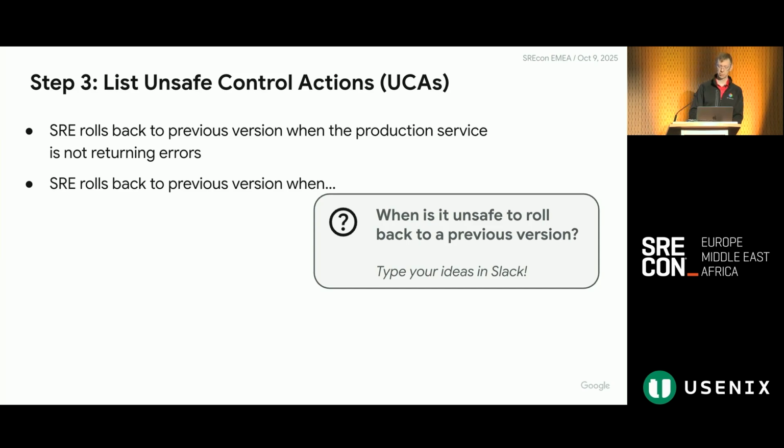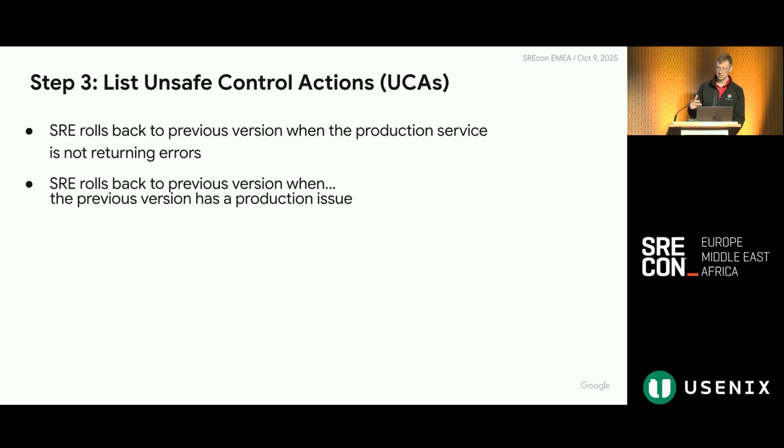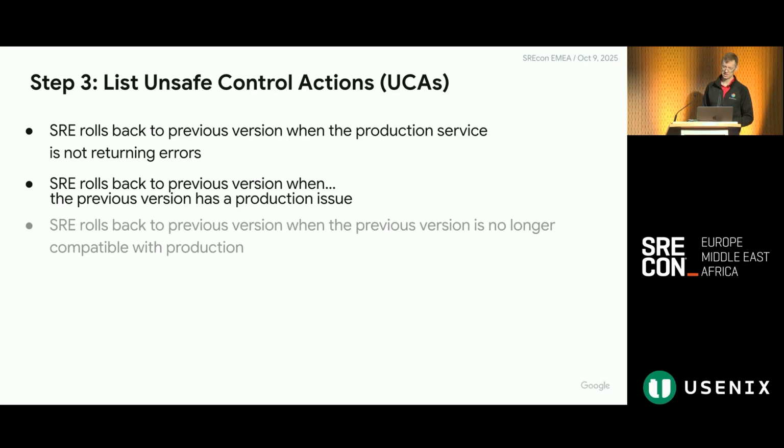So here's two that we came up with. Simply invert the thing, it's unsafe to roll back to the previous version if the previous version has a production issue. And somebody called it. Our example was it's unsafe to roll back if the previous version is no longer compatible with production. For example, if there's been a database schema change.